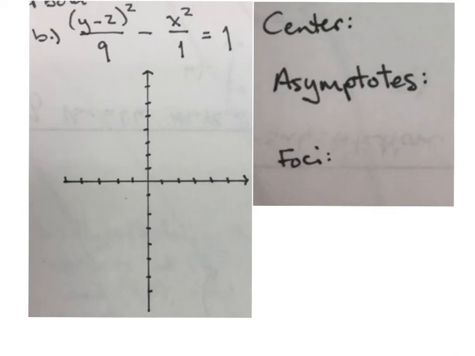Now we have to graph a hyperbola. This is probably the trickiest one of all the conic sections. But once again, start with the center. And the center is going to come from here, our x's and y's.